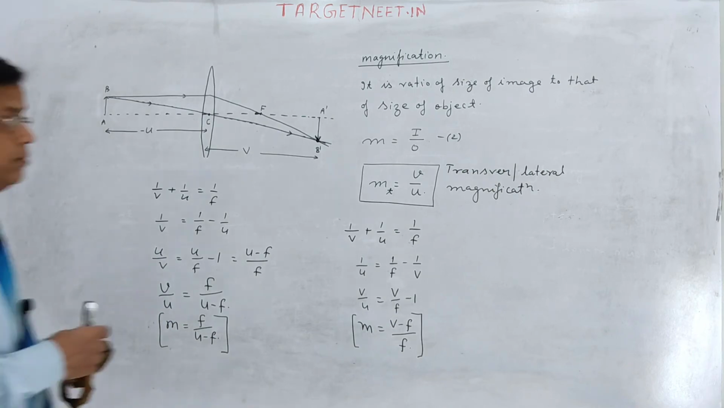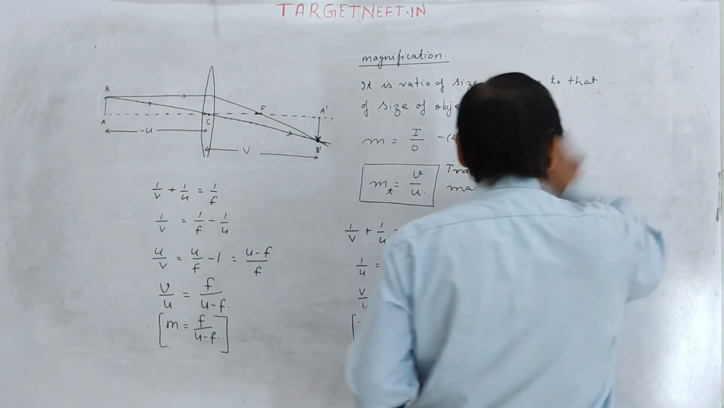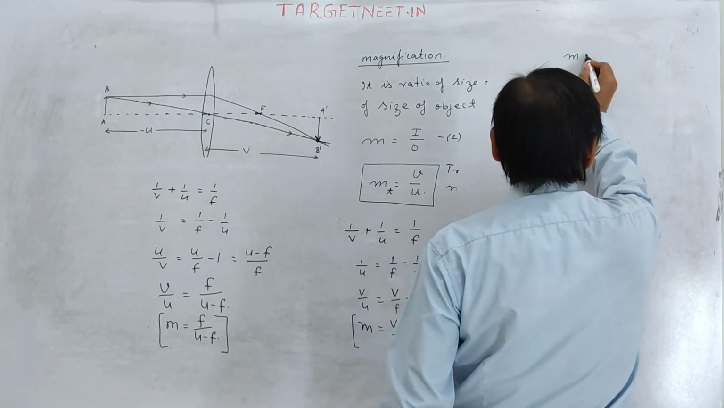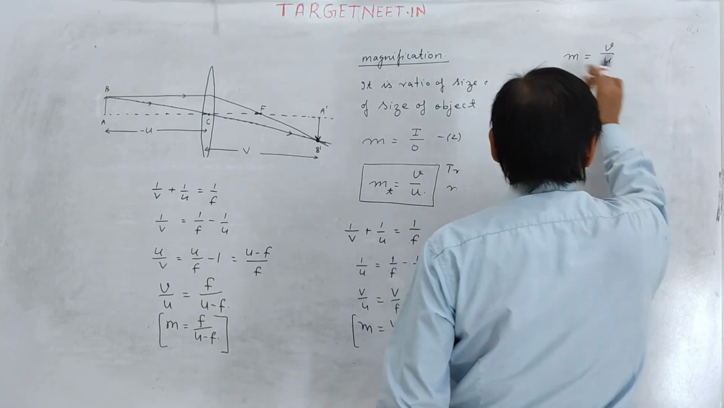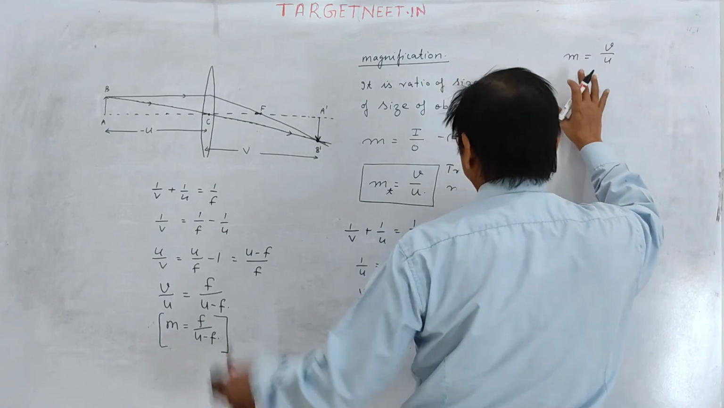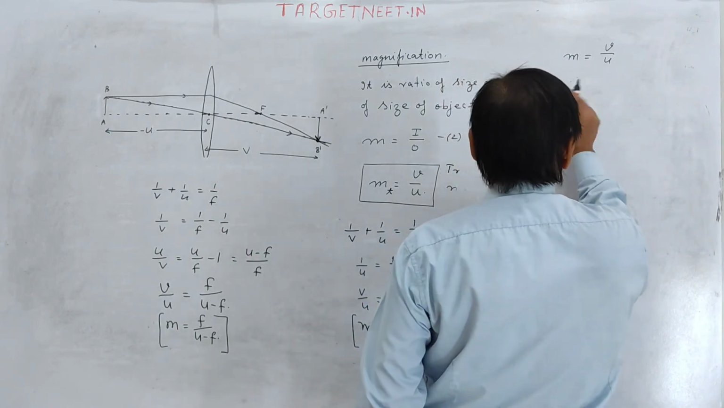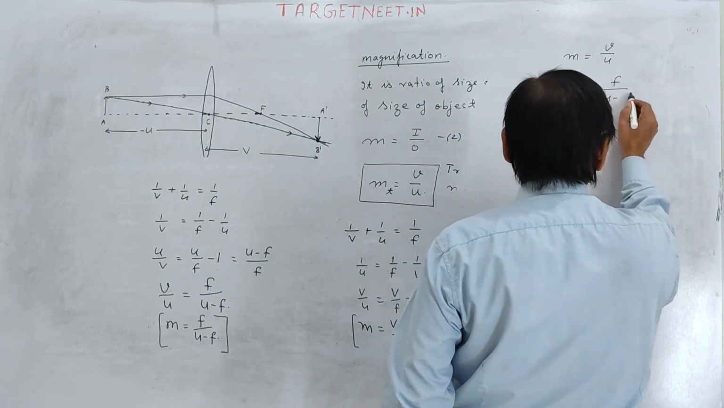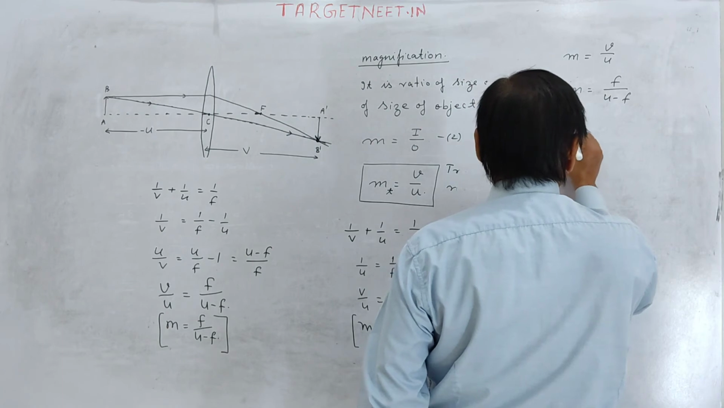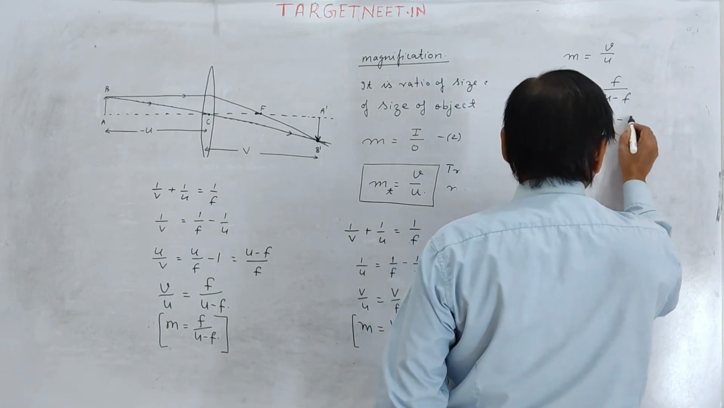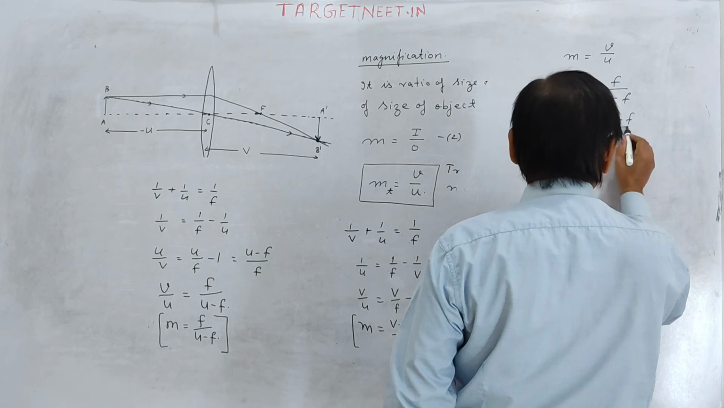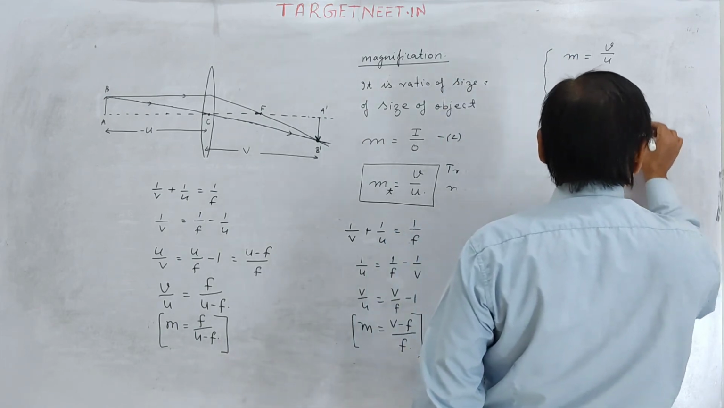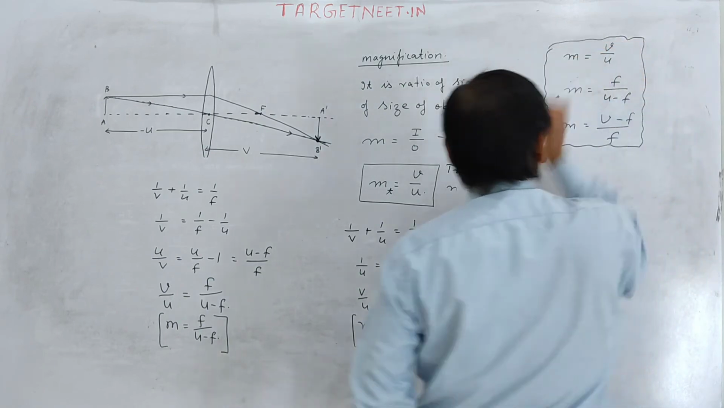So for magnification, lateral or transverse magnification, we have learned 3 expressions. Remember these 3 expressions. First, M is V by U, and this is valid for both convex lens as well as concave lens. Second, it is F upon U minus F. Third, it is V minus F upon F. So these are the 3 expressions of transverse magnification. Important formula, remember the formula.